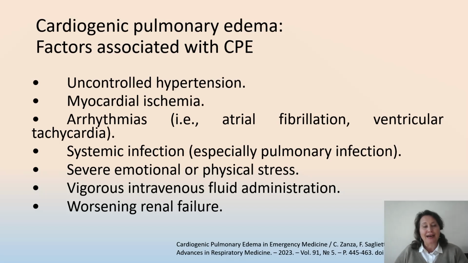Factors which are associated with cardiogenic pulmonary edema are uncontrolled arterial hypertension, myocardial ischemia, arrhythmias, more commonly atrial fibrillation, ventricular tachycardia, and others. Systemic infection, pulmonary infection, pneumonia, and other infections can provoke cardiogenic pulmonary edema. Severe emotional or psychological stress, vigorous intravenous fluid administration, and worsening renal failure.